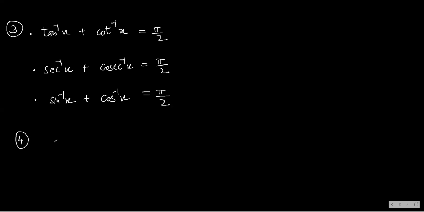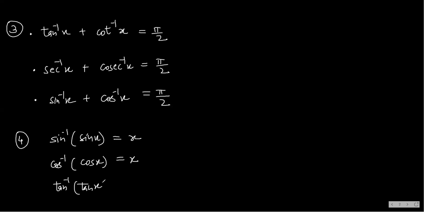Then you have the fourth property. See, if you have sine inverse of sine of x, then you will write x. If you have cos inverse of cos of x, you will write x. Tan inverse of tan of x, you will write x. And likewise, etc. Okay.